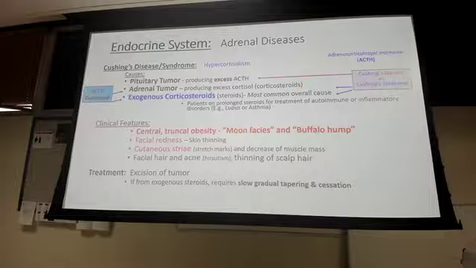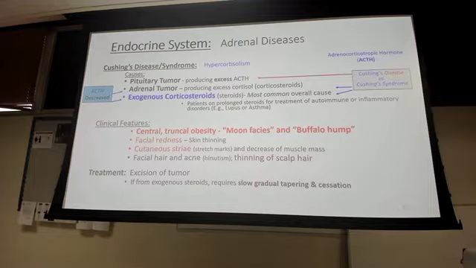If you're taking exogenous corticosteroids, so prednisone is the big one, we give this to a lot of patients. If they're taking it for too long, we can shut down our body's production of cortisol because we're essentially giving it to them exogenously. And so that too can also cause hypercortisolism.